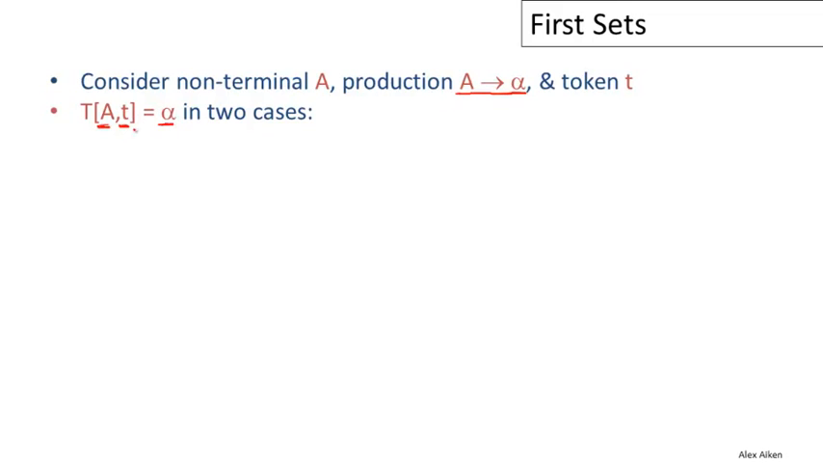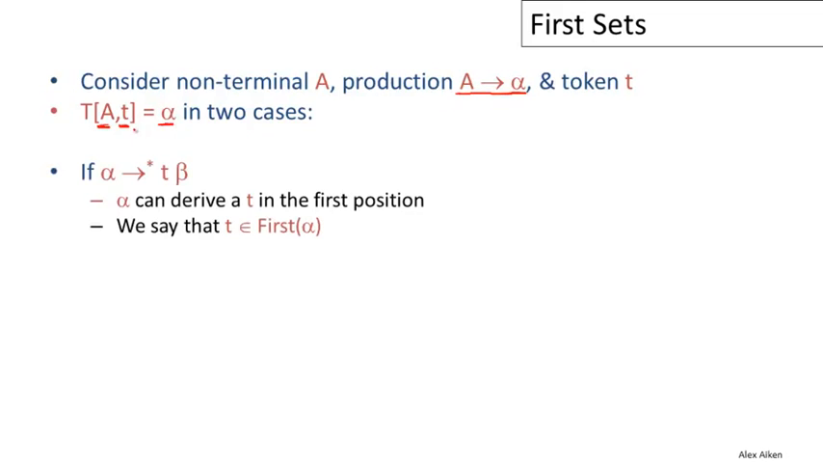There are two situations in which we would like to do this. The first one is if alpha can derive T in the first position. That means that beginning with alpha, there is some derivation, some sequence of moves, could be 0 or more moves, that will result in a T appearing in the first position of the string that's derived. If there is such a derivation, then using the move A goes to alpha when T is the next input symbol would be a good idea, because eventually alpha could generate the T, and then we'd be able to match the T and continue with our parsing of the rest of the input.